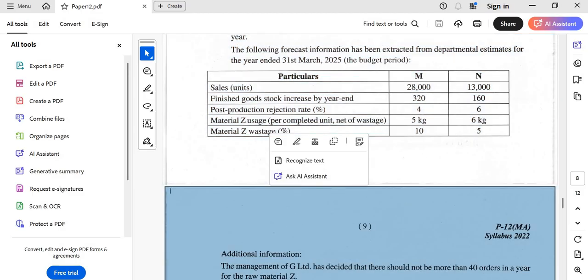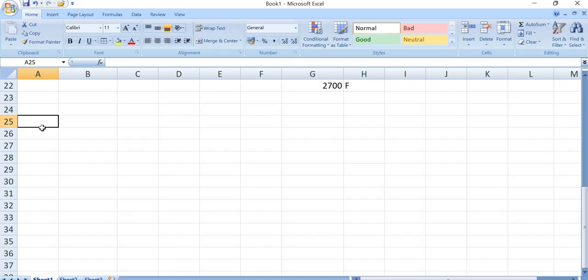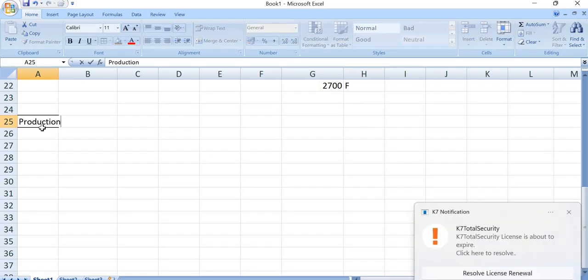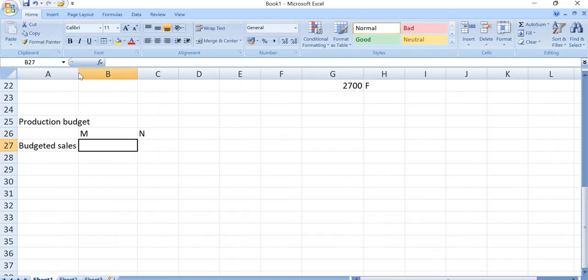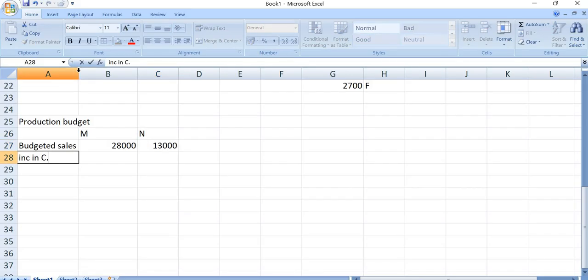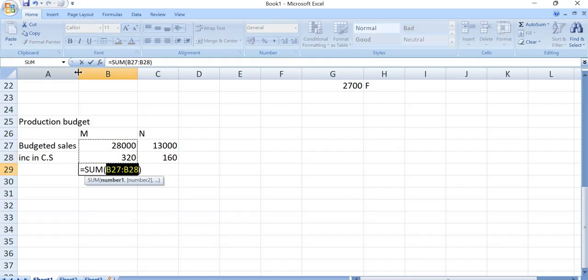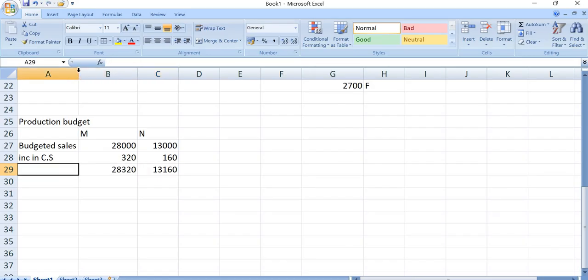So here I am going to calculate the production budget. My simple basic logic I need to apply here. So for products M and N, I have my budgeted sales, that is 28,000 and 13,000. They said increase in closing stock, that is 320 and 160. So I need to produce 28,320 and 13,160. This is my good units, the number of good units to be produced.